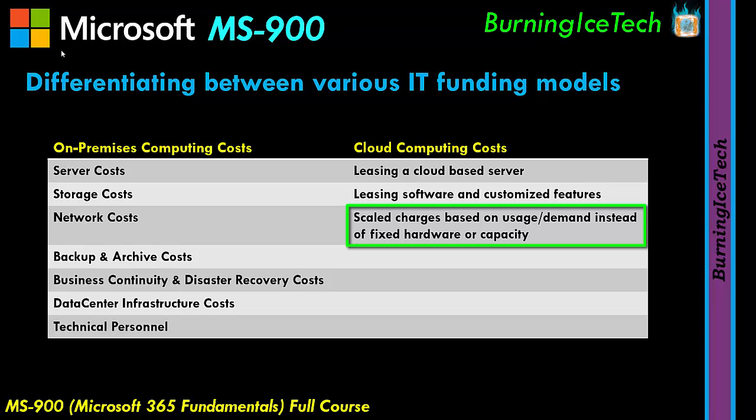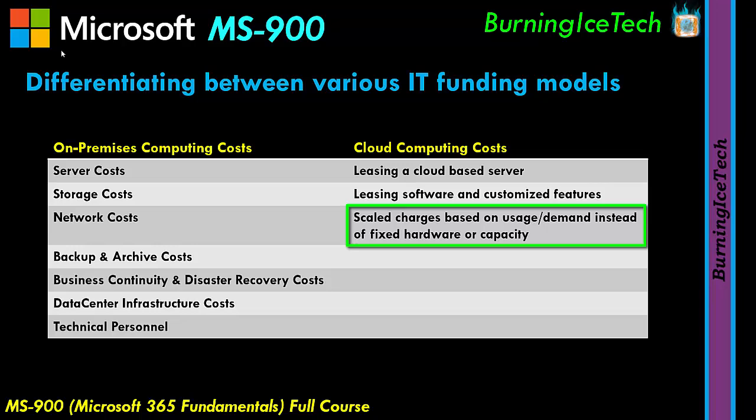Lastly, there on the right, they say scaled charges based on usage, demand instead of fixed hardware or capacity. So that's pretty much what I've said earlier. I've been saying it all along. You only pay for what you use. So if I, for example, have a virtual machine running on Microsoft Azure, if I were to turn that little bugger off, guess what? I'm not paying for it. Now, whether this be a virtual machine, a website, or whatever in the cloud, if demand increases for resources, Microsoft can automatically increase your resources. Yes, they can automatically increase it for you.